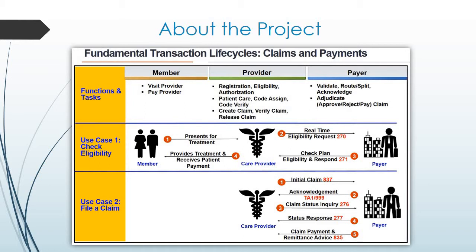Now coming to the payer. The payer acts as an insurance company. The payer validates the claim that is provided by the provider and checks whether the claim is a paid one. On the basis of that, it approves or rejects the claims. Now, as you can see on the screen, my screen shows two use cases in which the whole scenario of the member, payer, and provider is explained.